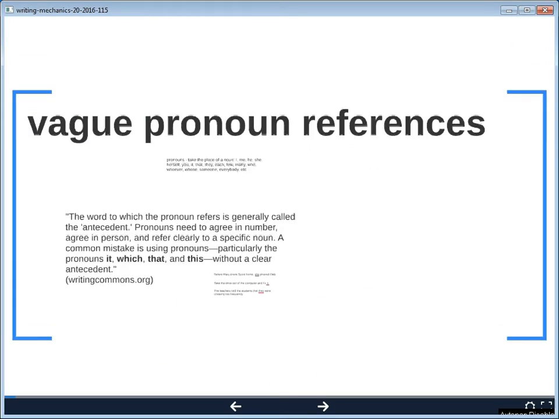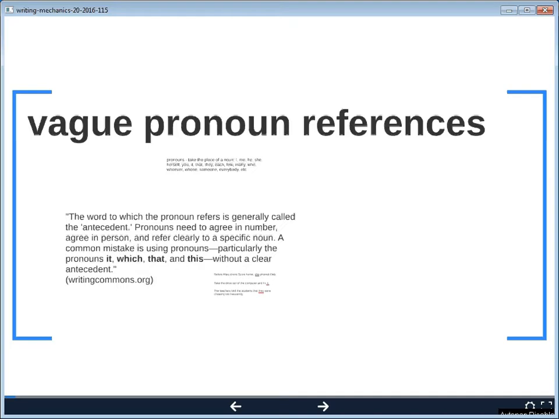The first thing I want to talk about is vague pronoun references. Vague pronoun references are really common and they end up confusing your reader. Your reader often has to look back to try and figure out what you're talking about. Sometimes they can have amusing results, but more often than not, they're just really frustrating.